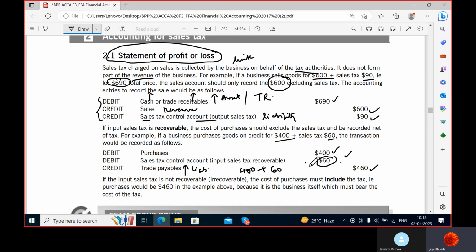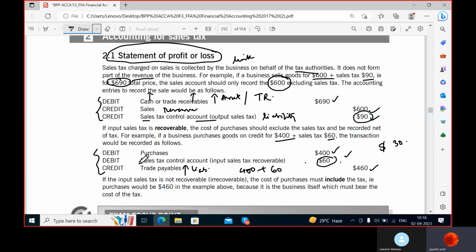So when we have made a payment of $60 and we have collected a payment of $90, ultimately to the tax authorities, how much will we hand over? We will hand over the difference amount, that is $30. Clear?